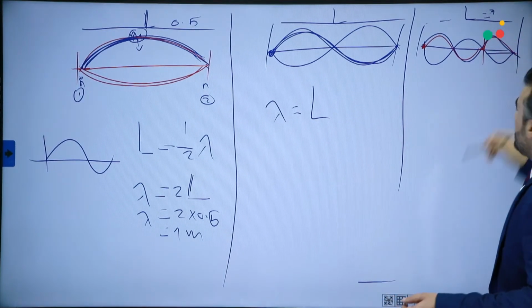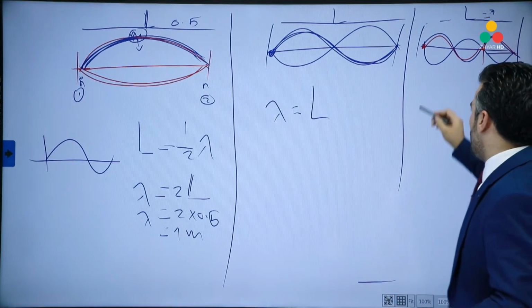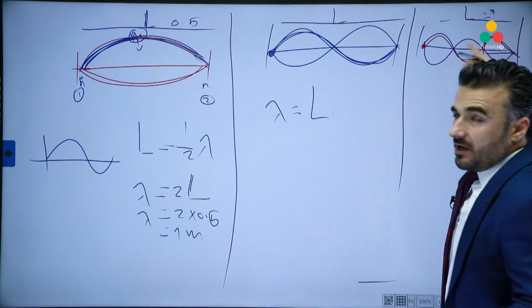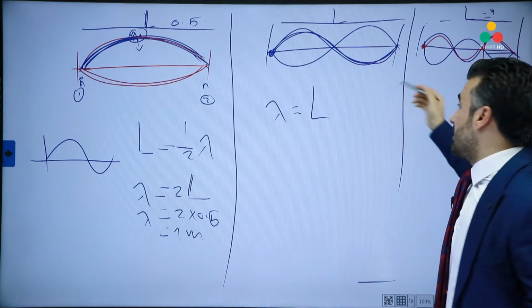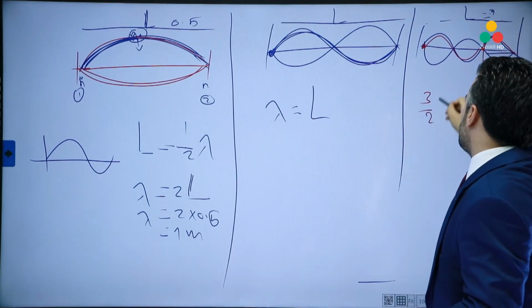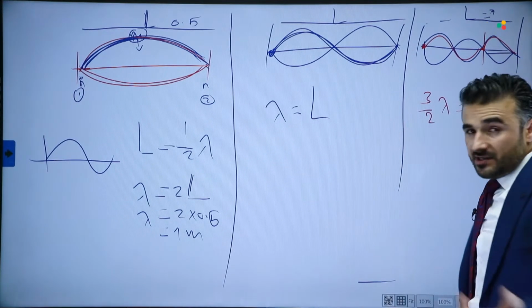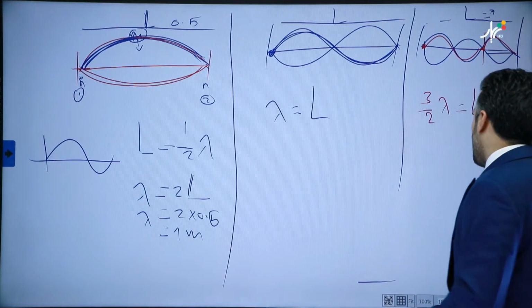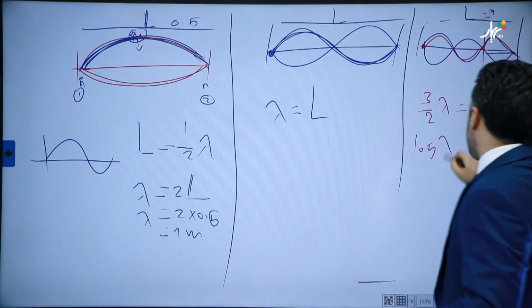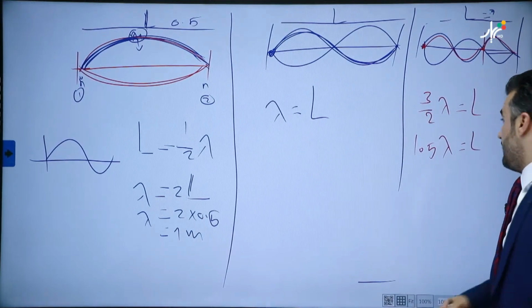What about this one? This is half a wavelength, yeah? So we can say 1 wavelength and a half. Can we say that? And that is, can we say 3/2 wavelength equal to the length? Can we say this? Well, that is one way. Or, if not, you can just say 1.5 wavelength equal to the length, yeah?